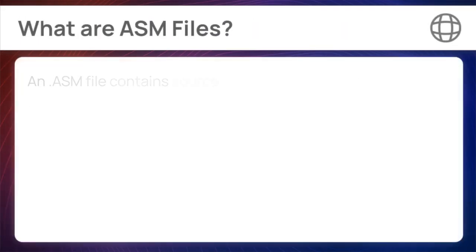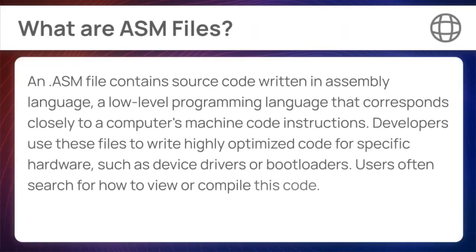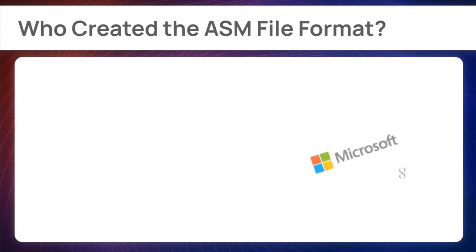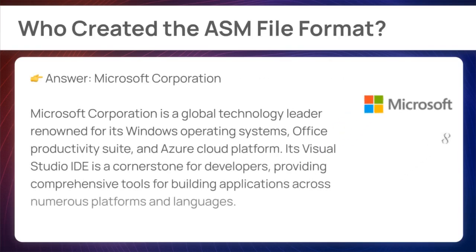An ASM file contains source code written in assembly language, a low-level programming language that corresponds closely to a computer's machine code instructions. Developers use these files to write highly optimized code for specific hardware, such as device drivers or bootloaders. Users often search for how to view or compile this code.